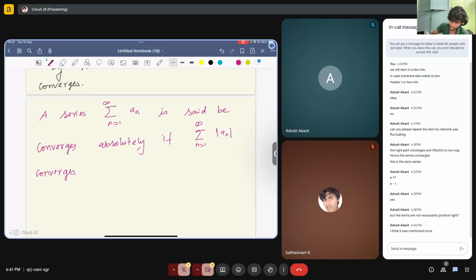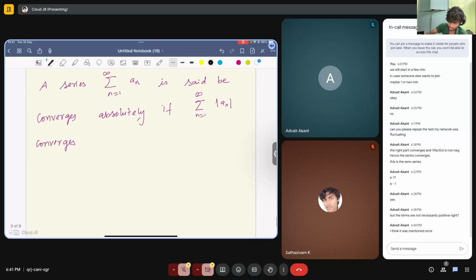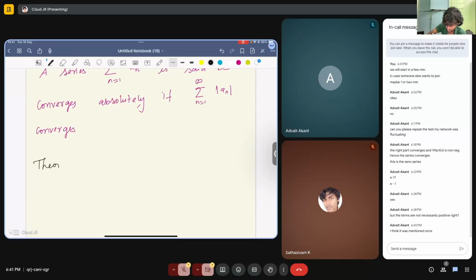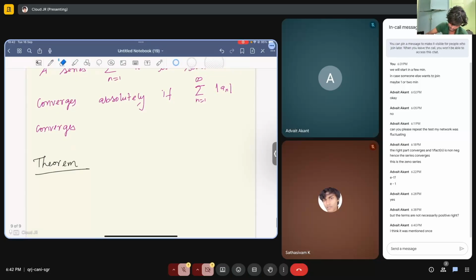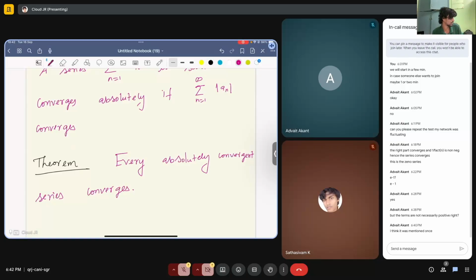Why do we care about this? Because of the next theorem, which says that an absolutely convergent series converges. So if you have a series which converges absolutely, it will converge.